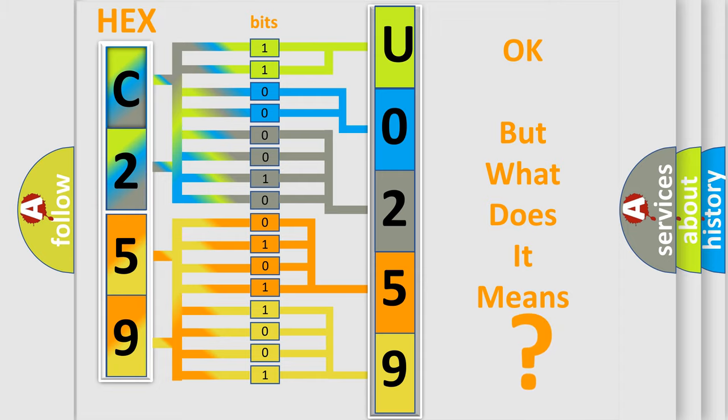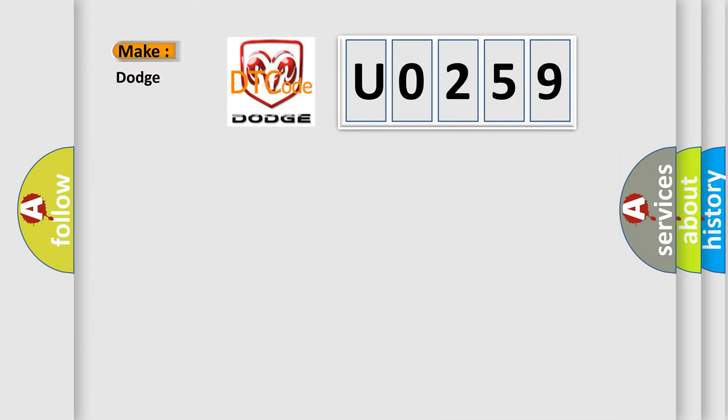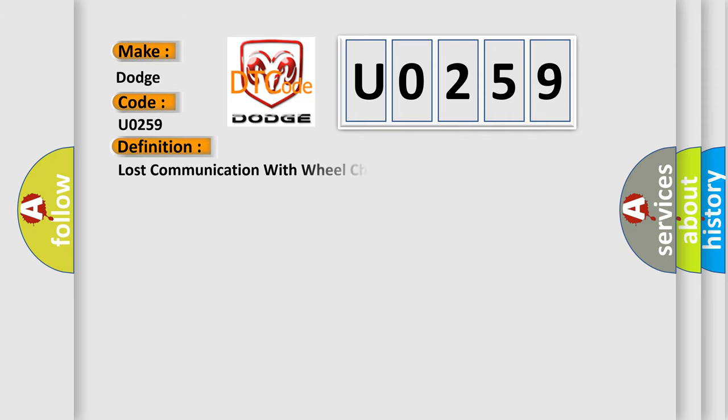expresses. So, what does the diagnostic trouble code U0259 interpret specifically for Dodge car manufacturers? The basic definition is lost communication with wheelchair ramp module. And now this is a short description of this DTC code.